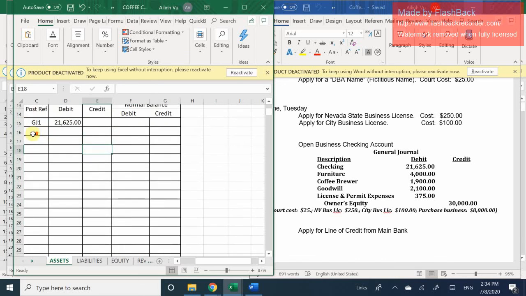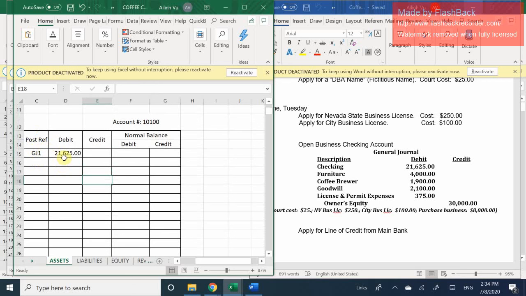Okay, so here I debited 21,625. Now I'm going to go over to the left side, to the right side, and I'm going to notice that I have a normal balance on this side, okay? Now, because bank is an asset, what is the normal balance of this account? A debit. Yep.